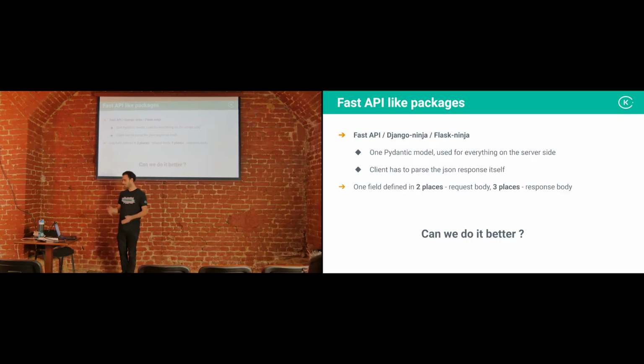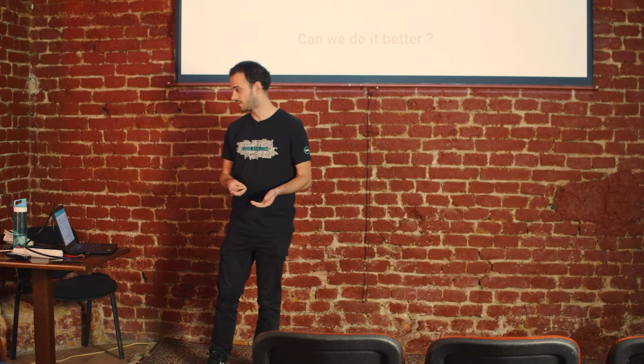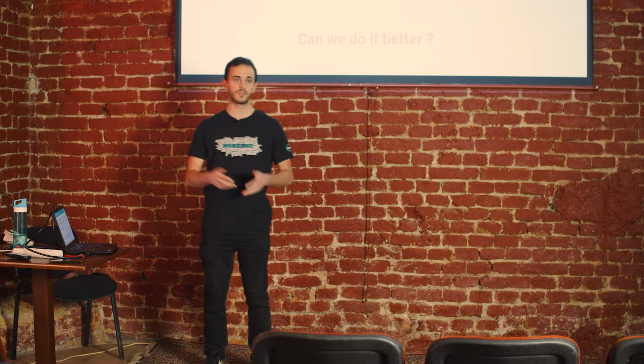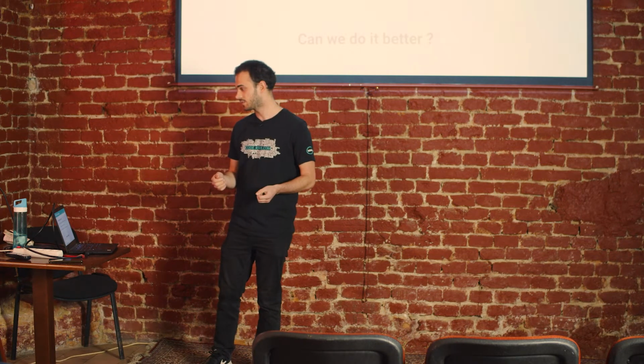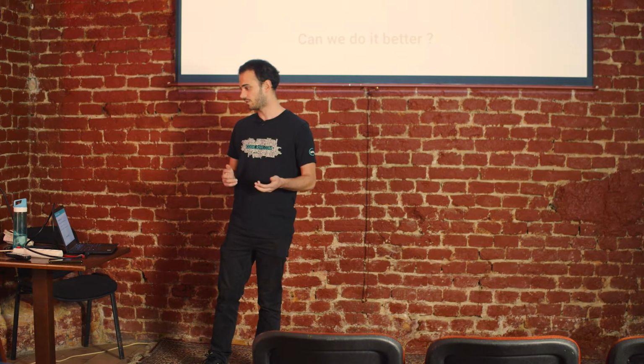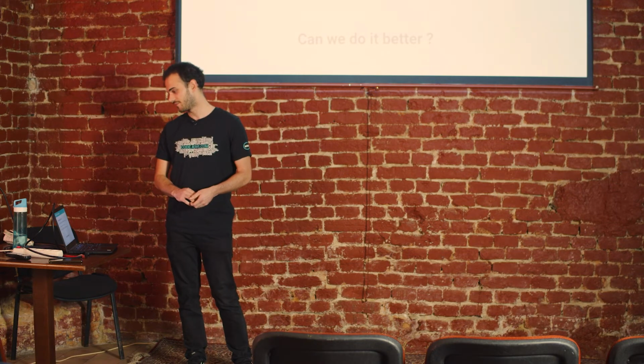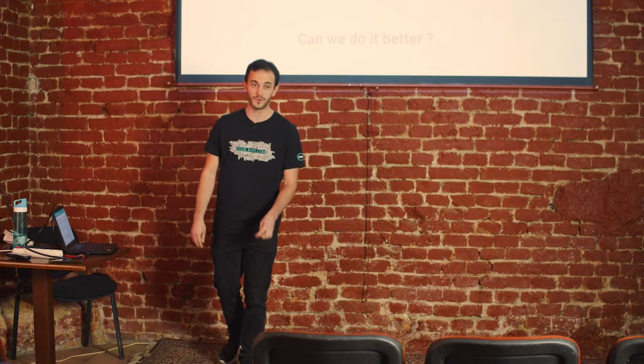So to sum it up, if we try to use either FastAPI or Django Ninja or Flask Ninja, we used one Pydantic model for everything on the server side. But on the client side, in the case of a request body, we had to construct it. And in the response body, we had to validate it and also parse it. So the counts went from 3 and 4 down to 2 and 3. So it's much better. And the question is, can it be somehow improved?